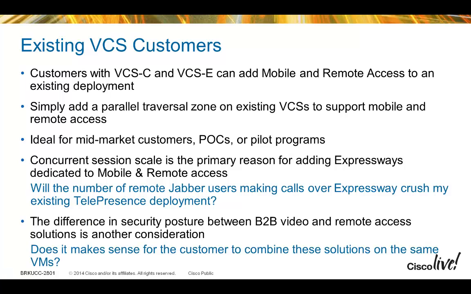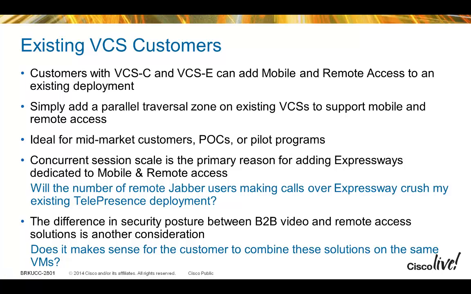The difference in security posture, right? Inbound B2B calling, if you're allowing that, is more of an open door kind of policy. Anybody can call you potentially. You're letting that call into your environment, whereas all the MRA access is authenticated. These are all end users that you've provisioned. So there's definitely a difference there. That's another reason you may want to segregate these into separate boxes. But scale is definitely the primary reason for sure.